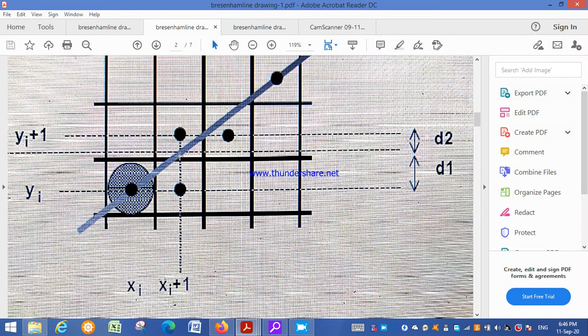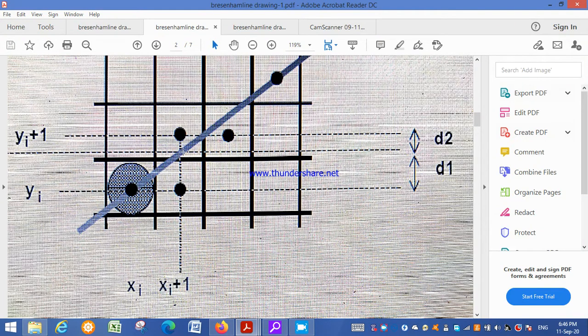First it computes the distance of this point to yi plus 1 or yi. Which one is nearer to the true line? We select that pixel location. Here we found that yi plus 1 is very near to the actual line. In that case, we select xi plus 1, yi plus 1 as our next pixel location. If yi is nearer to the actual true line, then we select xi plus 1 and yi as the next pixel location.